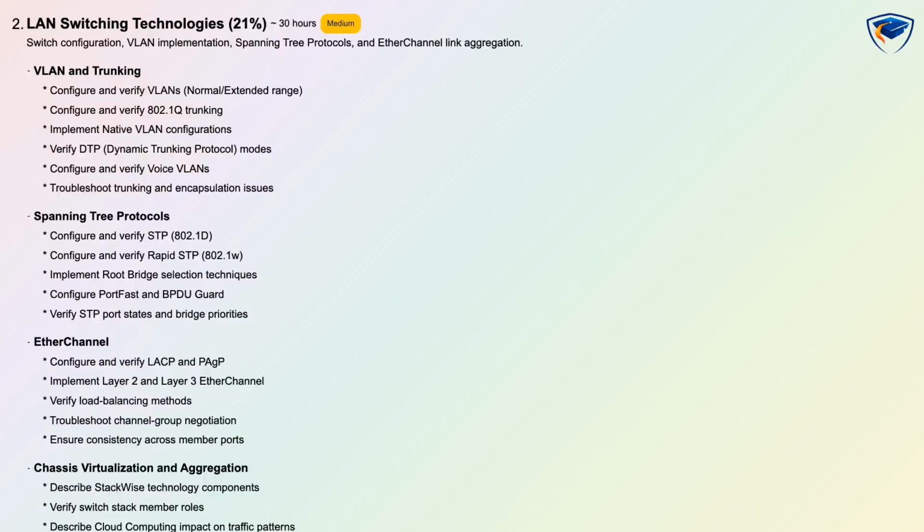LAN Switching Technologies is weighted at 21% and is medium difficulty with around 30 hours of study and hands-on plus conceptual assessments. This domain covers switch configuration, VLAN implementation, 802.1Q trunking, and link aggregation with EtherChannel, including LACP and PAgP. You will practice VLAN and trunk setup, native VLAN handling, voice VLANs, spanning tree and rapid STP tuning, PortFast and BPDU guard, and implementing EtherChannel with consistent port settings and load balancing verification.